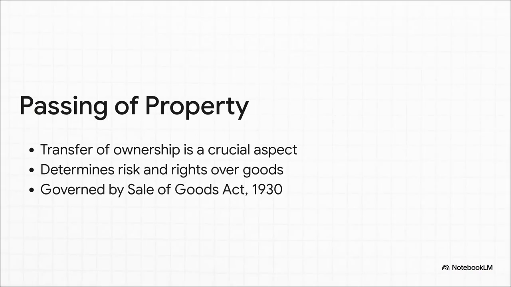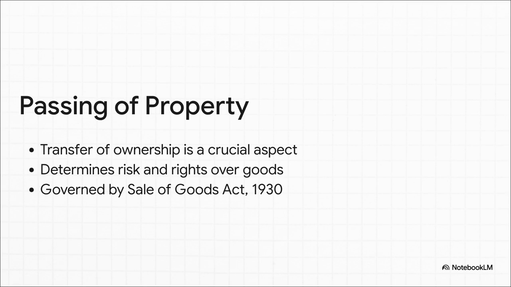Now, for the introduction to passing of property. The transfer of ownership in goods is an absolutely crucial aspect of a contract of sale. It determines who bears the risk and who has rights over the goods, and all of this is governed entirely by the Sale of Goods Act 1930.